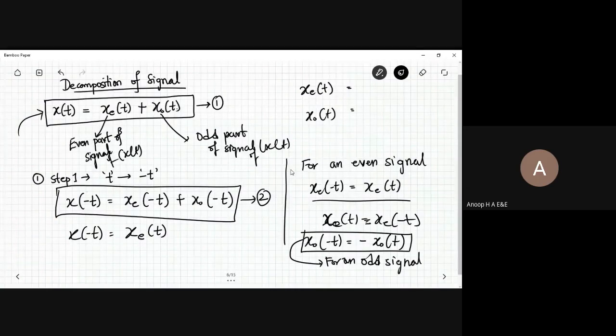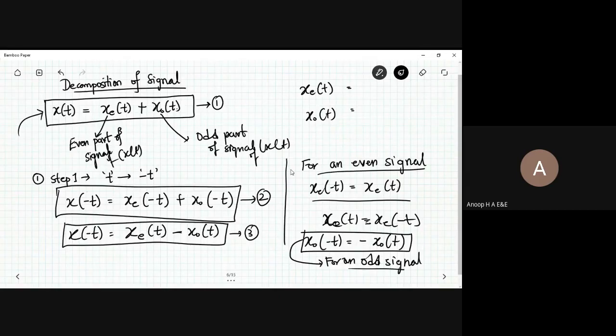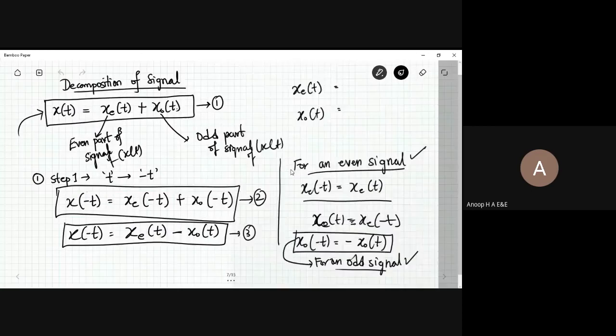Okay, so minus x naught of t. This is what you get for the third equation after verifying the conditions for both the even signal and the odd signal. This is what you need to remember: the first equation, the second equation is changing from t to minus t, and the third equation is what you get after the condition is verified here.